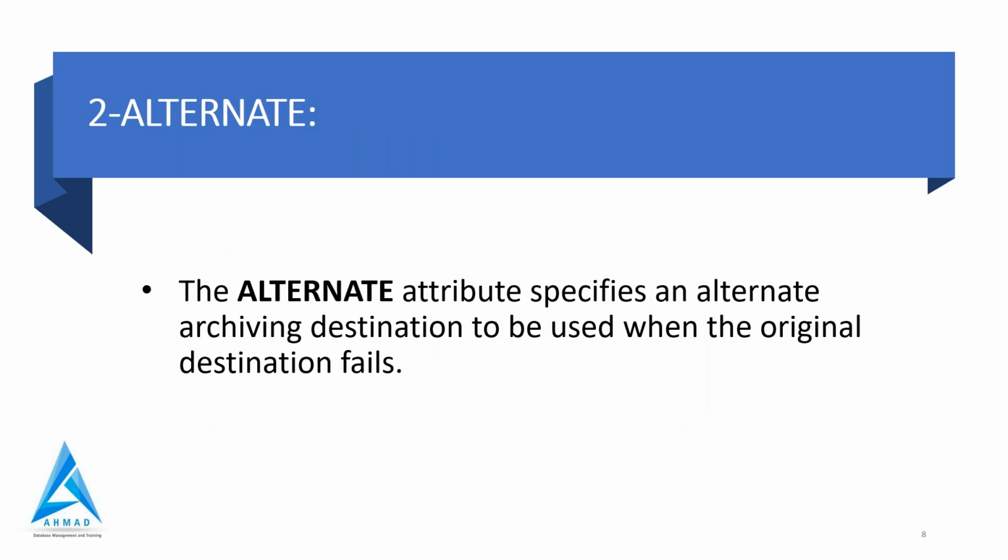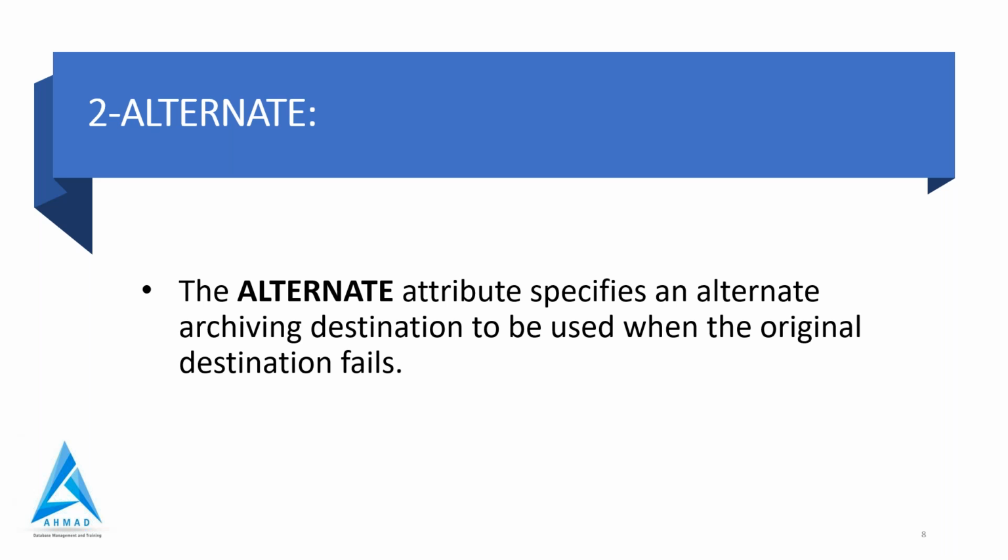And the second one is ALTERNATE. The ALTERNATE attribute tells that an alternate archive destination will be used when the original destination fails. Suppose I am going somewhere and I book the train ticket and also the plane ticket. Suppose by chance I miss the flight, so I can go by train. So that is the alternate solution for my traveling.